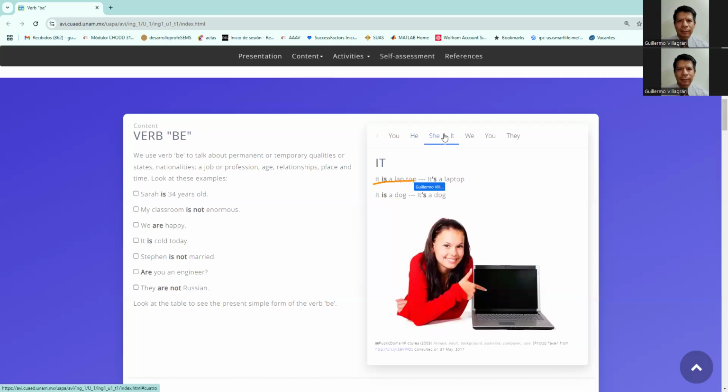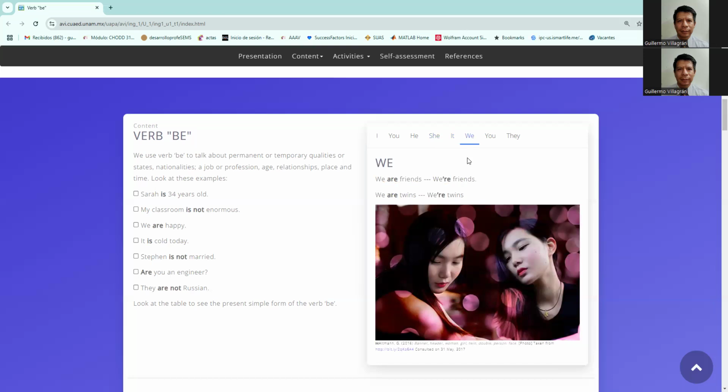It is a laptop. It's a laptop. It is a dog. It's a dog. With we: we are friends. We are twins. We're twins. You know what twins mean? This is an example, because both are similar, and in this case, they are twins.